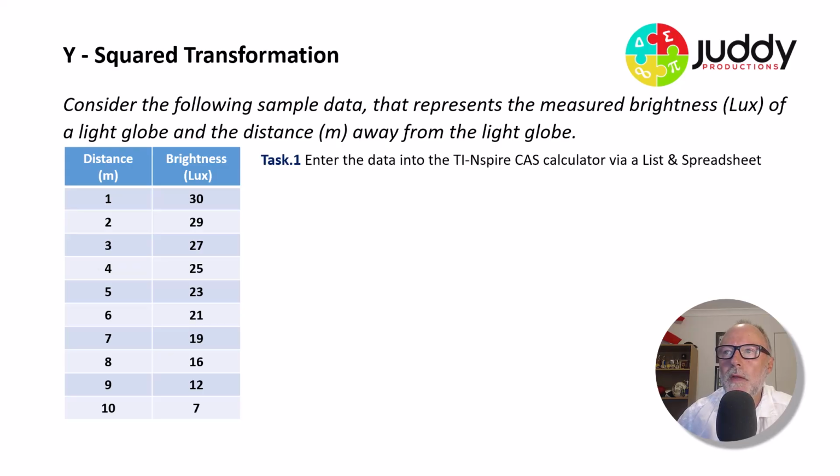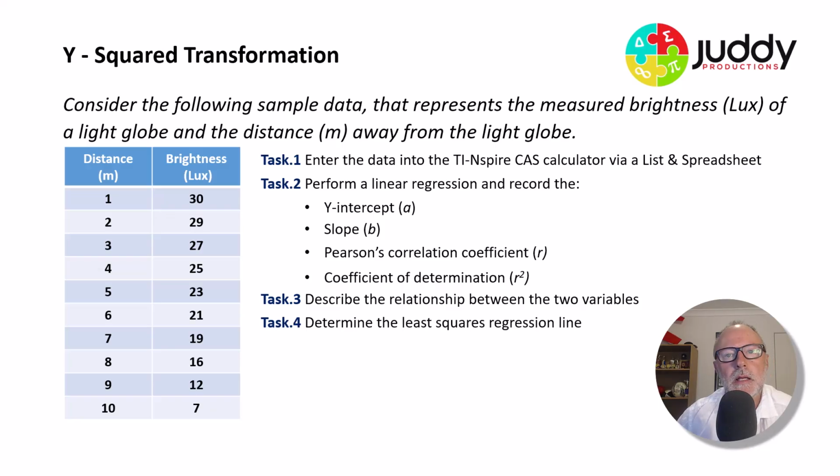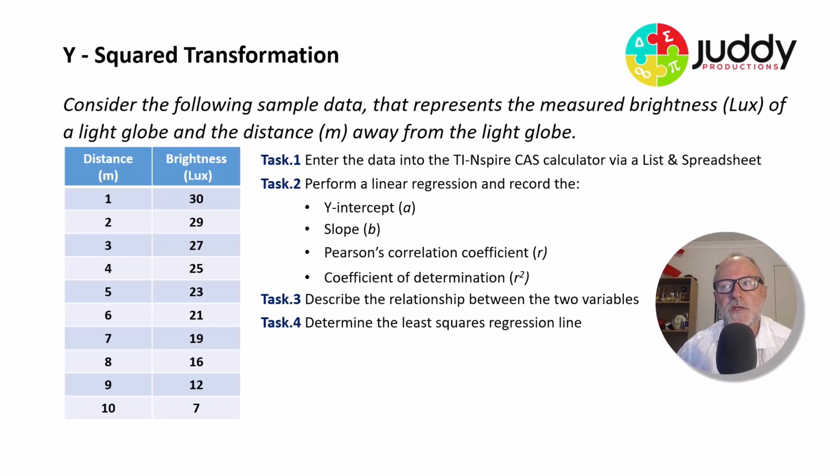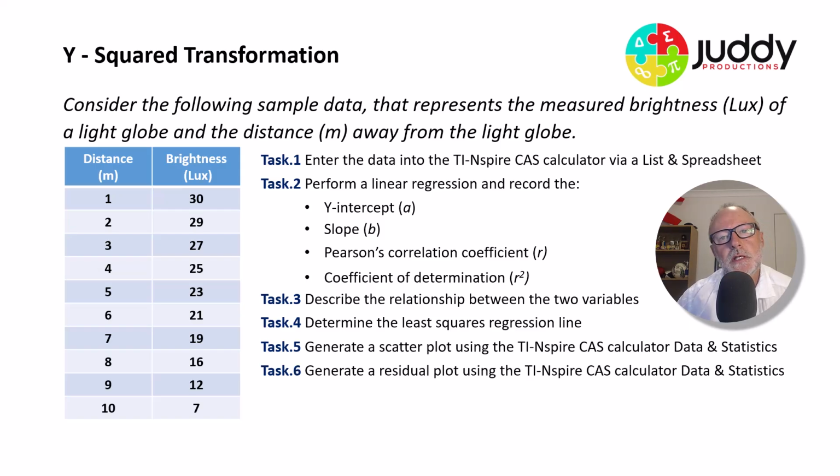Task number 1, we'll enter the data into the TI-CAS calculator. Task number 2, we're going to perform a linear regression and calculate the following quantities. Task number 3, we're going to describe the relationship between the two variables. Task number 4, we'll determine the least squares regression line. Task number 5, we'll generate a scatter plot using the TI-CAS calculator. Task number 6, we'll generate a residual plot, also using the TI-CAS calculator. And task number 7, we'll perform a residual analysis. So let's do this on the TI-CAS calculator.